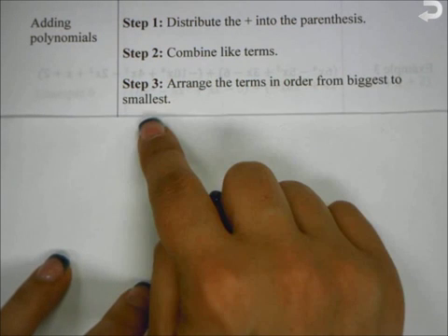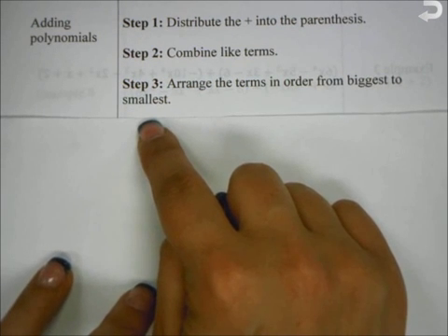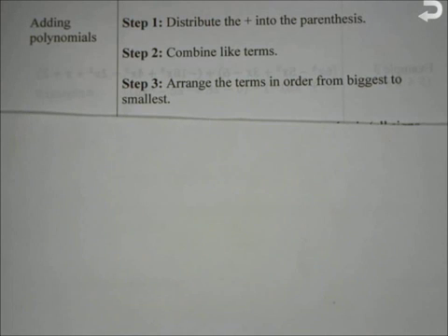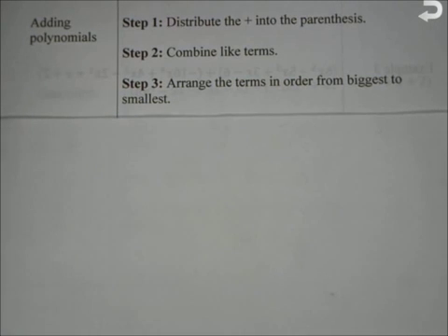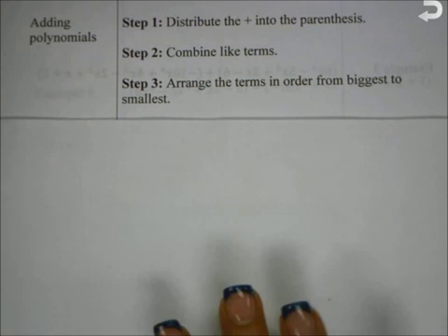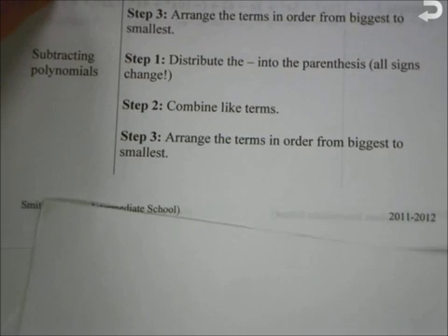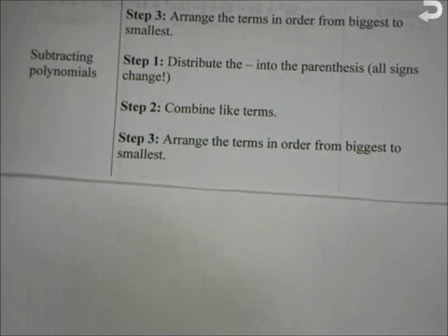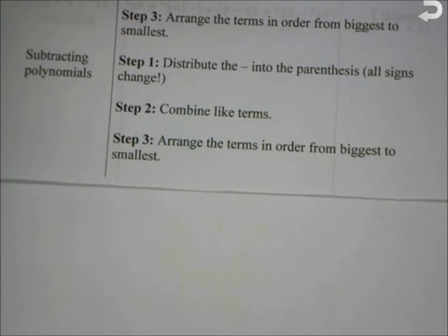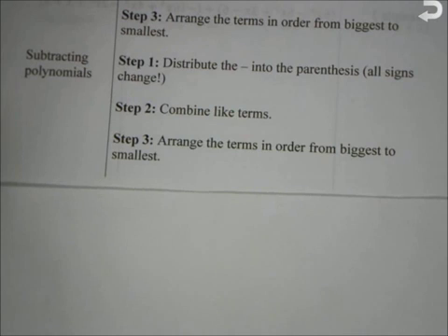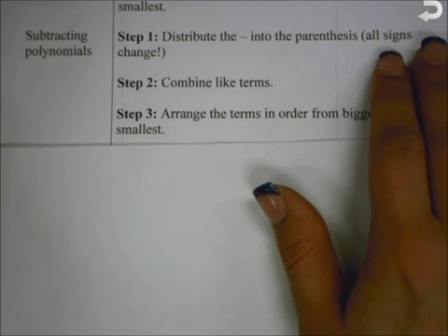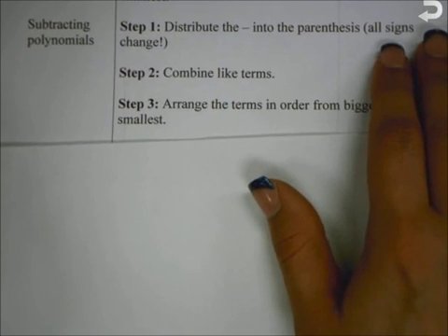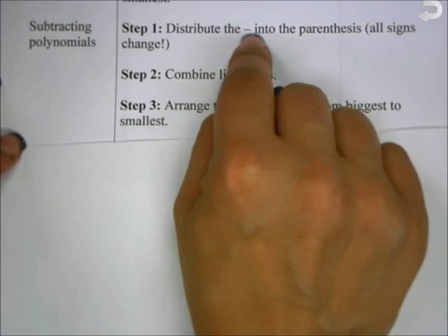Really, when we're adding and subtracting polynomials, all we're doing is combining like terms. So you guys are going to love this stuff. Our steps to subtracting are the same, except we distribute the negative. So get those written down. Okay, so when we're subtracting polynomials, you're going to distribute the negative into the parentheses, which is the same as multiplying by a negative what?